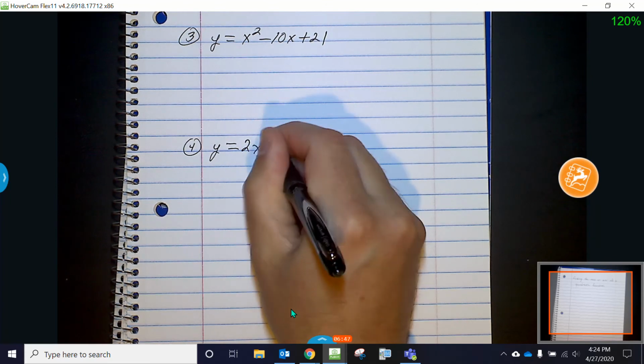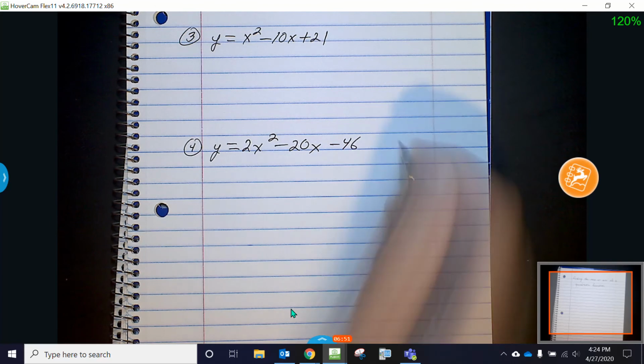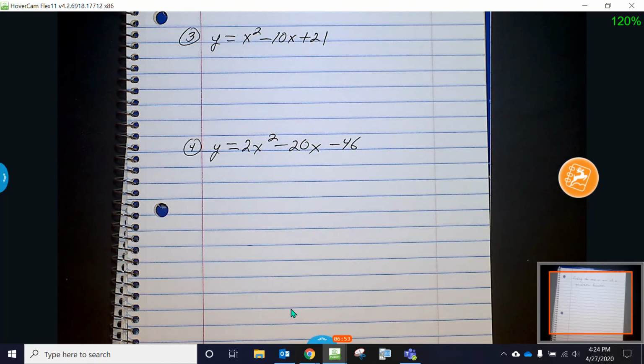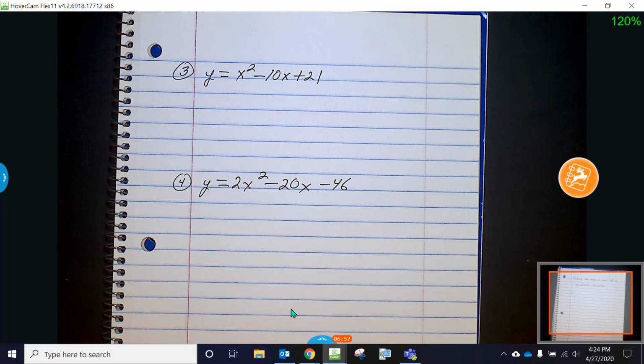Hope I left myself enough room here. Okay, so if you want to try these two, go ahead and try them, pause it. I'm going to continue on with the answers for both of these.